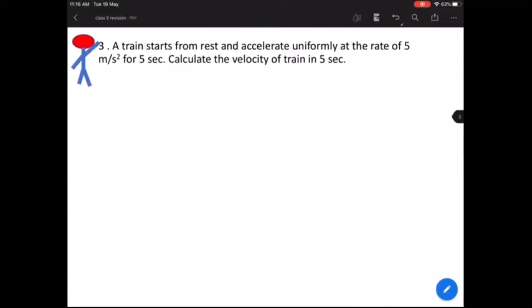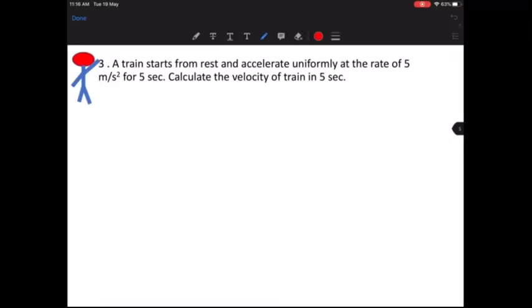Okay, look at this. Next one, you have to write the given data. A train starts from rest and accelerates uniformly at a rate of 5 meters per second for 5 seconds. Calculate the velocity of the train in 5 seconds. So write down the given data here. What is given to you, I want you to write down in the chat box, along with me. I want you to solve all these questions along with me.